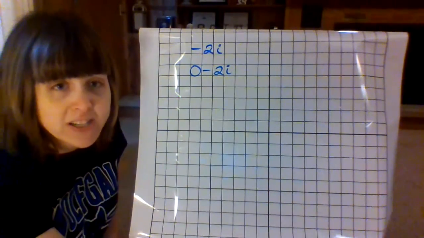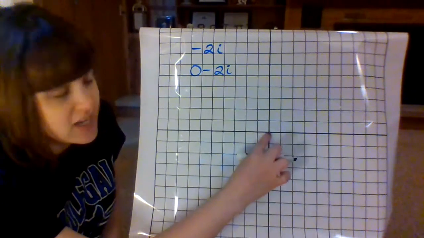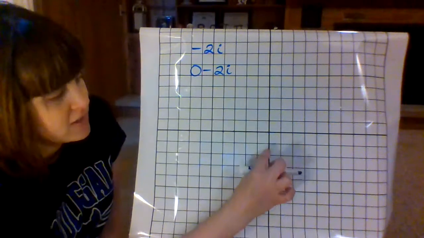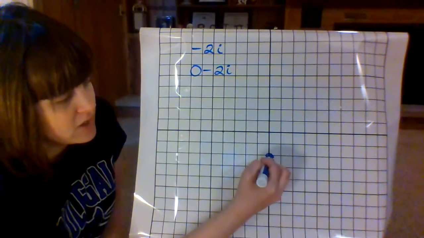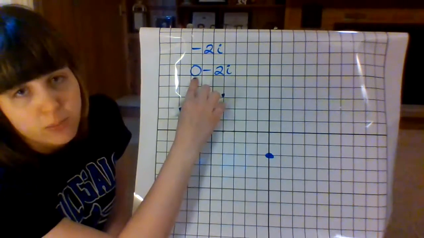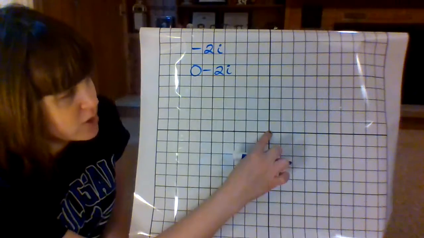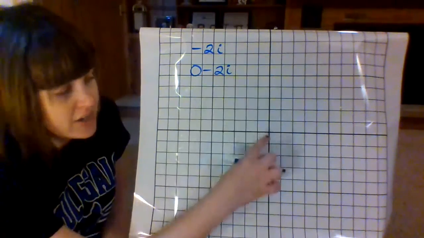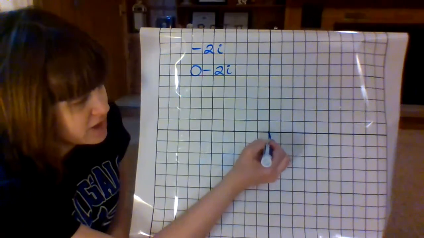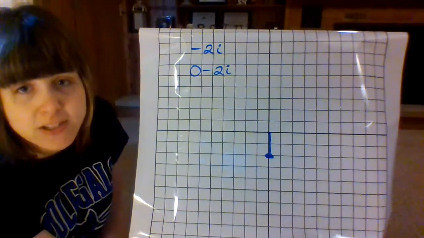So the real part is 0, so you're going to stay at the origin. And then for the negative 2i part, we're going to go down 2. So again, because the 0 part is the real part, you stay at the origin, and then for negative 2i, you go down 2, and then you connect it with the origin. So it looks something like that.